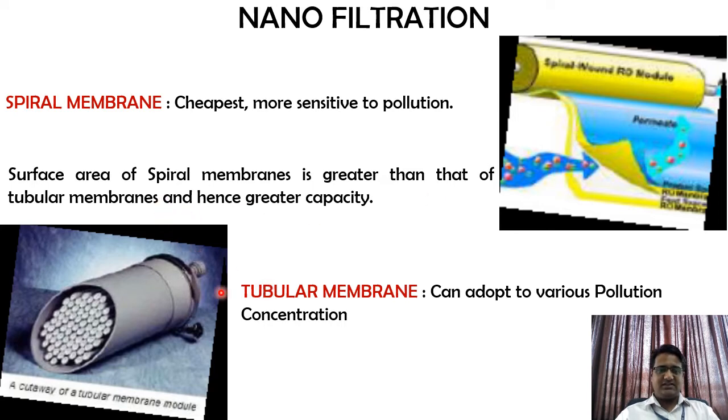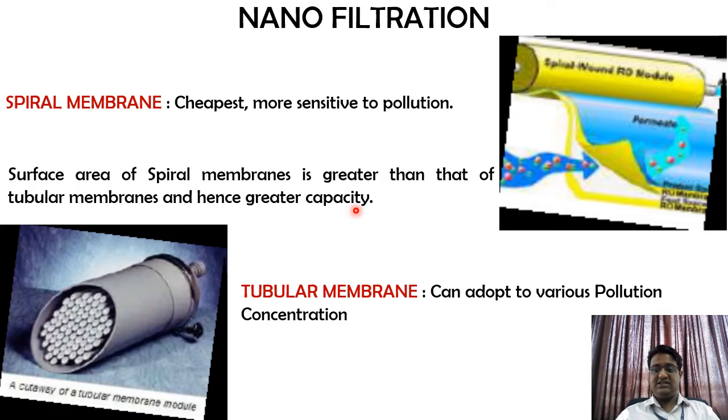Similarly, we have something called tubular membranes, which are not that sensitive to pollution. That is, you can have varying concentrations of inflow, and it can easily treat all those variations with the tubular membrane. The surface area of spiral membranes is greater than that of the tubular membranes and hence they have greater capacity.